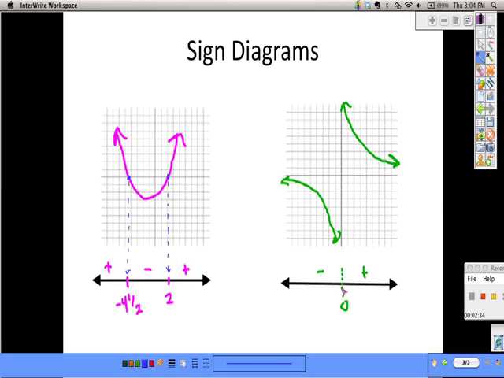Another way that you'll see a sign diagram is to show what's happening near an asymptote. If it's a 0, we put a solid mark on the number line. If it's an asymptote, we put a dashed mark there. Label it with the asymptote value, 0. And then it's negative on the left side, positive on the right side.